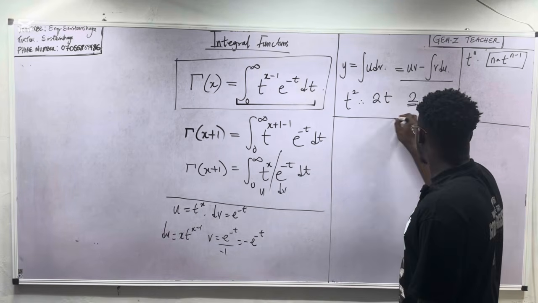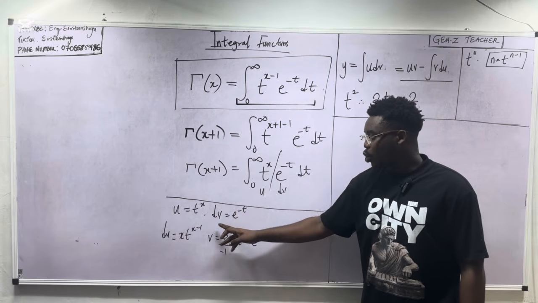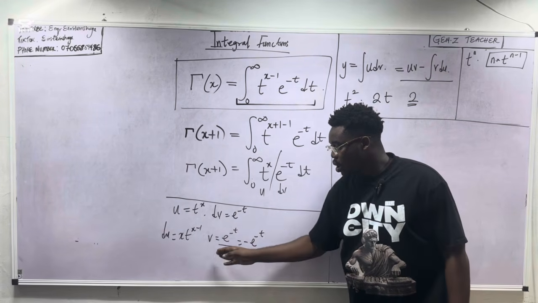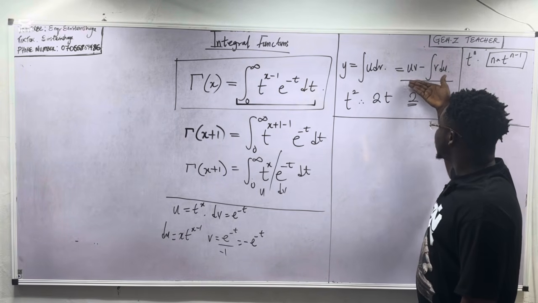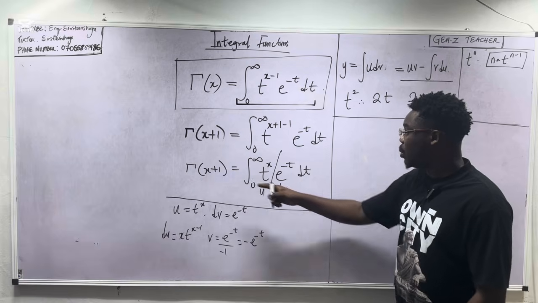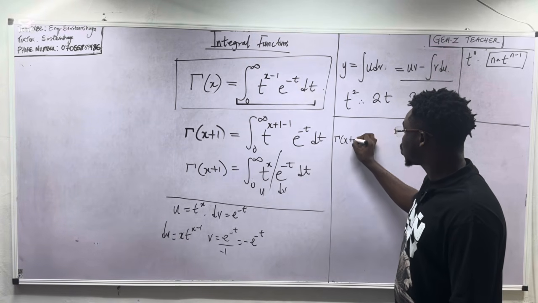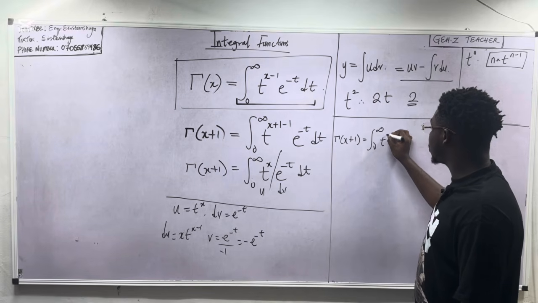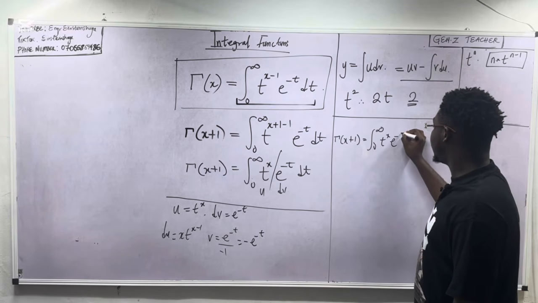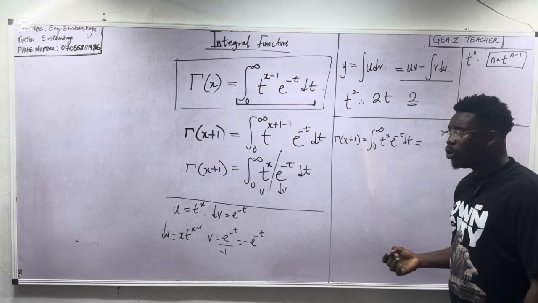We're going to come over here to continue. Now quickly, we know what u is, we know dv, we know du, and we know v. We're going to plug those values into the formula I gave you. So the integral, that's the gamma of x plus 1, which is the integral from 0 to infinity of t to the power of x, e to the power of negative t dt, becomes, now what will it become?